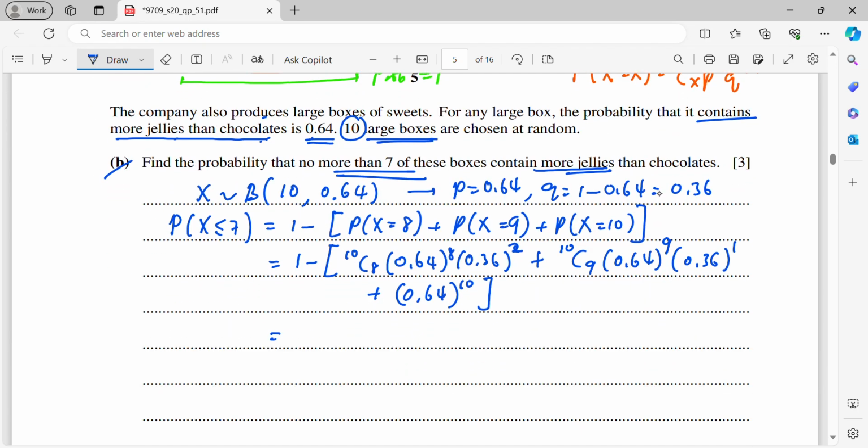Now, from here, you will be getting 1 minus, now the total of the 3 terms inside the bracket will be 0.240537. And at last, you will be getting 0.759463. And now, I round to 3 significant figures. So for 3 significant figures, you refer to the fourth one. Since this number is 4, therefore I will just ignore 463 and write down my final answer as 0.759. So that's all for part B.